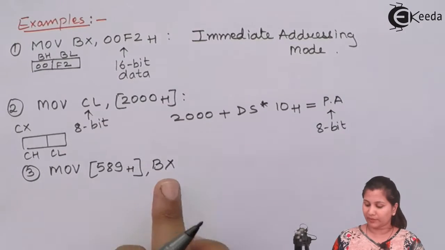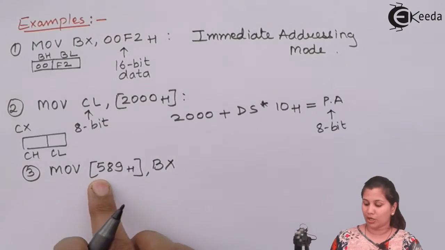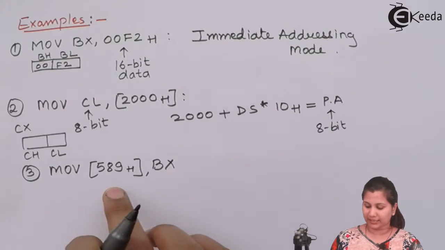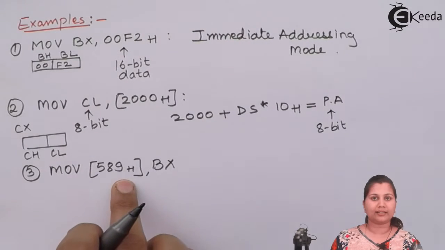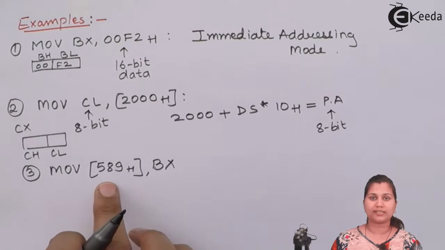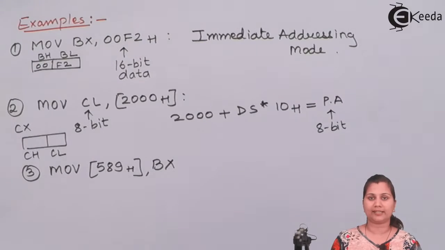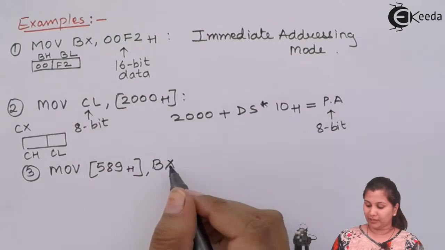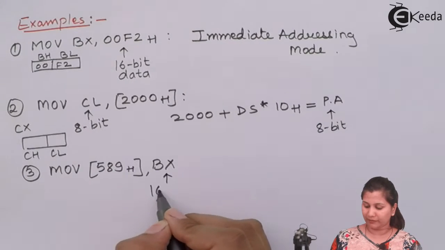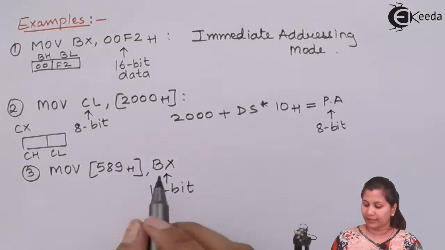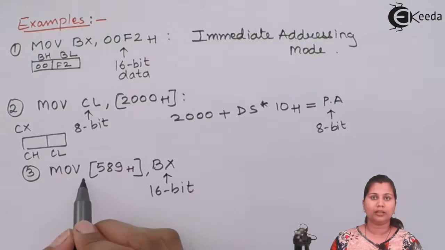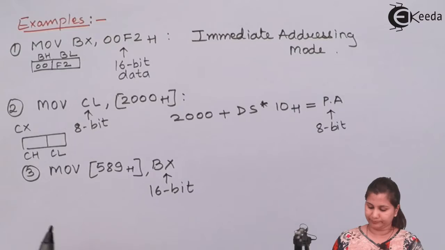This is between the register and the memory location. Source is the register and destination is the memory location. So 589 is also the effective address that will be added into the data segment address, and then the physical address of the memory location will be obtained. So the 16-bit data which is available in this base register will be copied into the memory location. Okay.